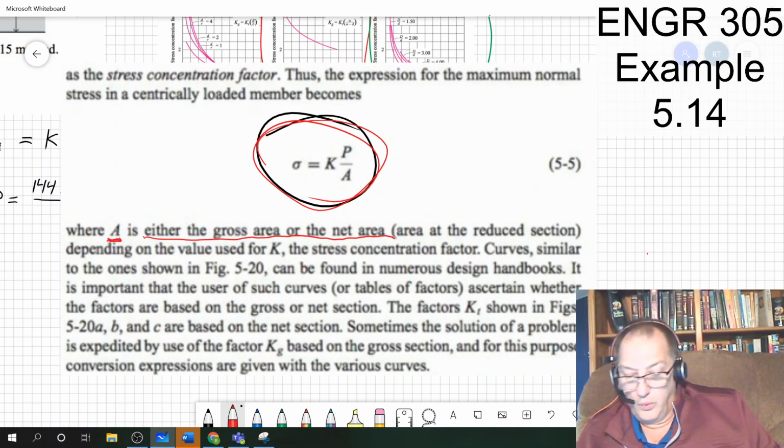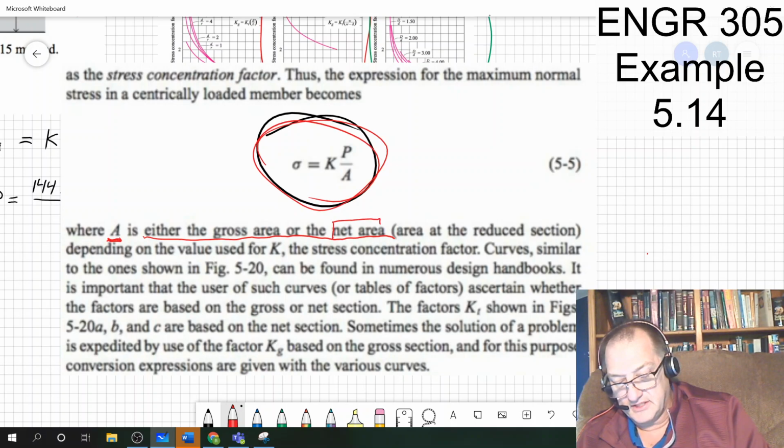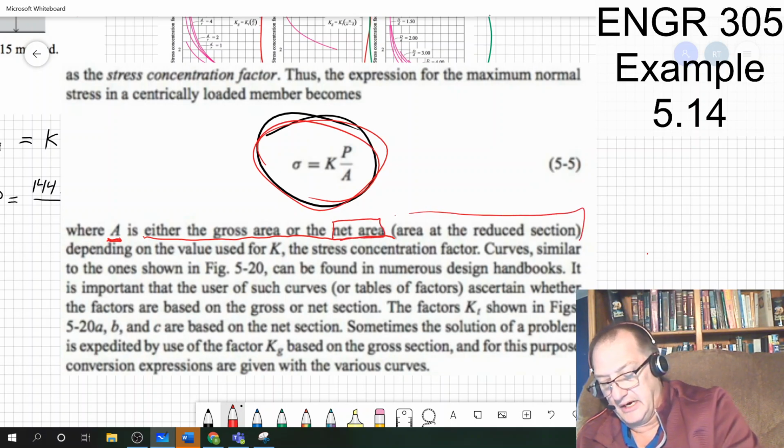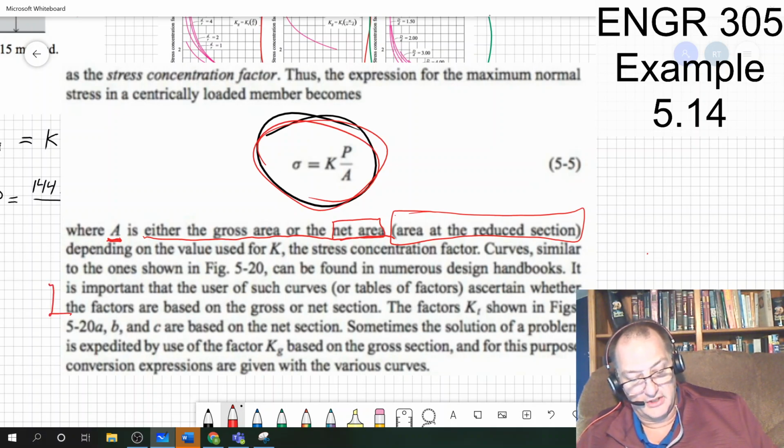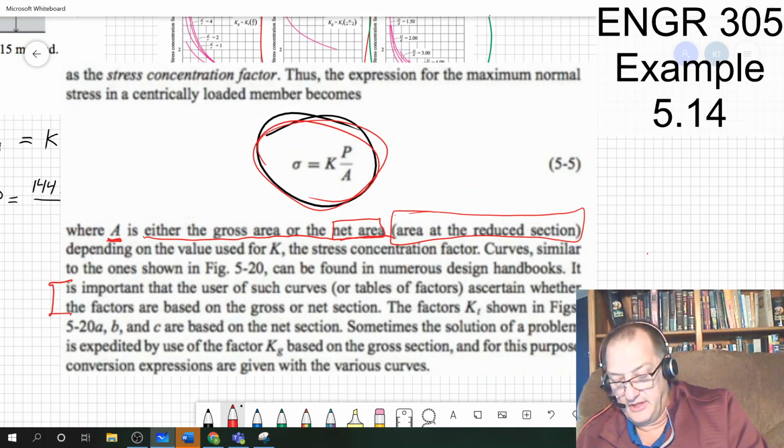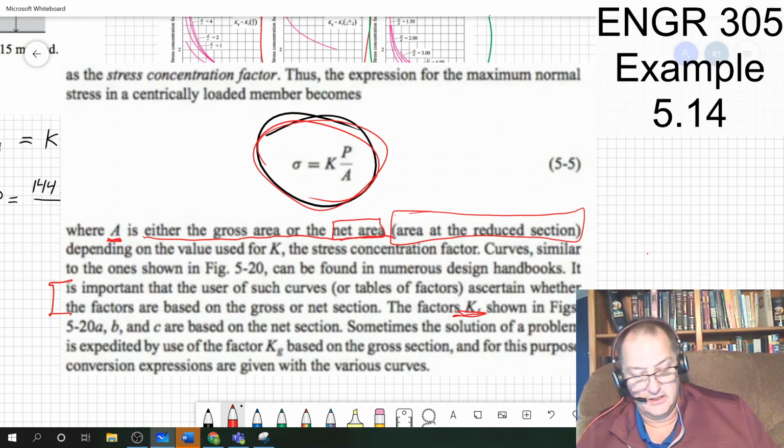What they're going to tell us now is that it starts with the net area. It defines the net area, which is the area at the reduced section. So you get these curves that are similar to the one shown in 5.20. You can find them in all kinds of handbooks. And you need to know which one you're using, whether they're based on the gross or the net. The factors that they're showing us, KT, are based on the net section.